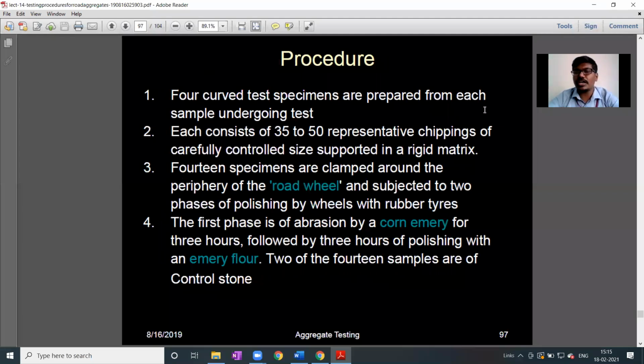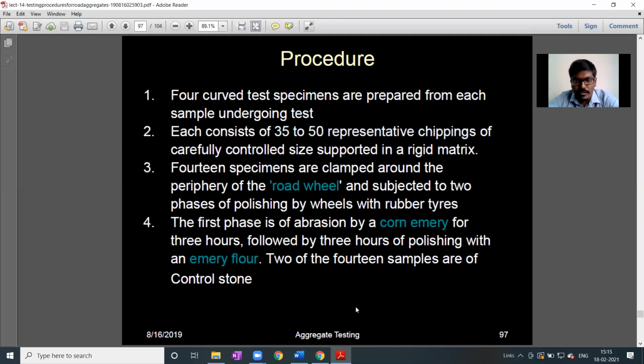Yes. So the procedure. Four curved test specimens are prepared from each sample, each consisting of 30 to 50 representative chips, that is, small aggregate chips, of carefully controlled size, supported in a rigid matrix. So 14 specimens are clamped around the periphery of the road wheel.